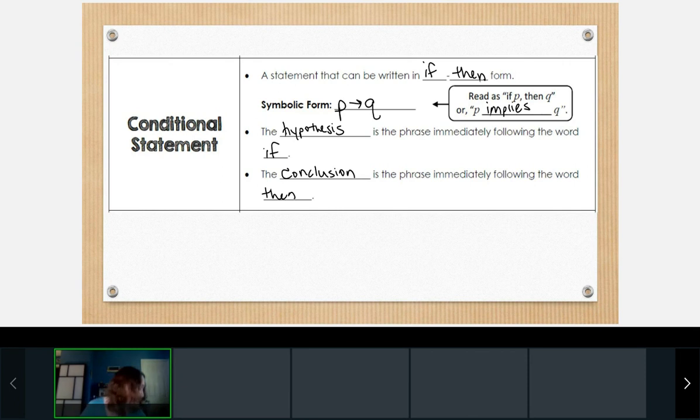And we're going to see an example of this in just a moment. So a conditional statement is an if-then form. In symbols, you'll see it written as if P then Q, and there's really no symbol for if, but if you see that arrow, you know it's an if-then form. The P is the hypothesis that comes after the word if, and the conclusion is Q that comes right after the word then. So hypothesis, that's our P, conclusion is the Q.